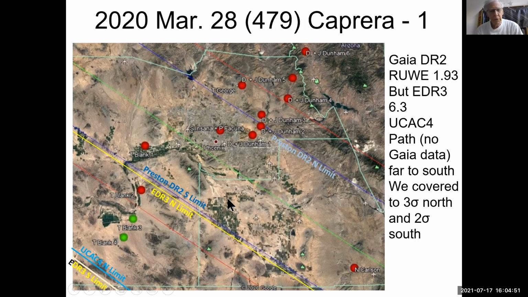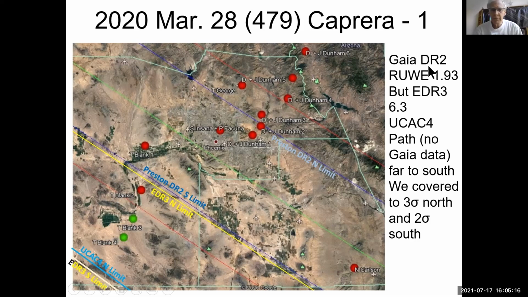So Ted Blank and I set up multiple stations, and Joan and I and Ted Blank. He set up to the south and we set up to the north, covering out to at least 2 sigma in both directions. And only Ted got the 2 hits on it, showing where the real path went.